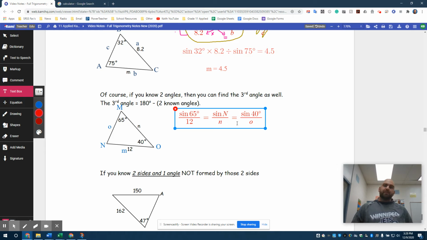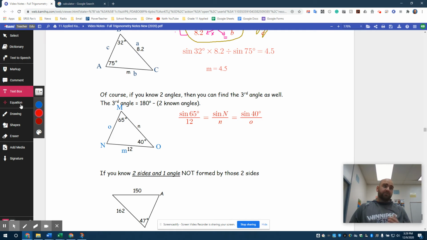Here's the thing, we could find little o because we have one piece of information, but we can't find little n because we don't have big N. And that's really important. We need to make sure we have at least one piece of information from the ratio that we're trying to solve for. We're trying to solve for little n here. We're not even worried about little o. We want to find little n. So we need to figure out what big N is.